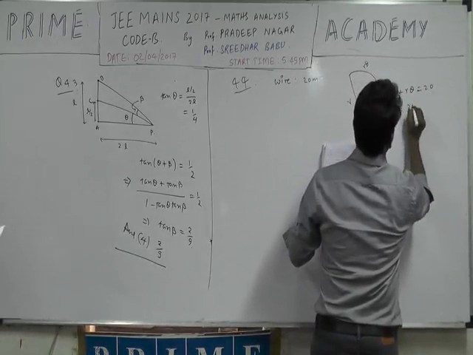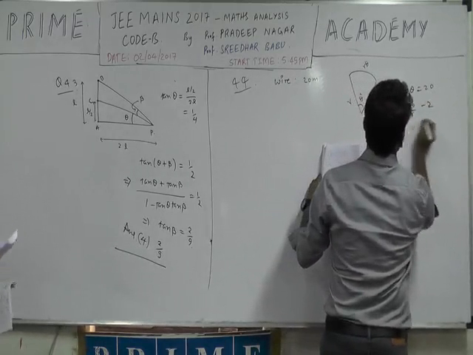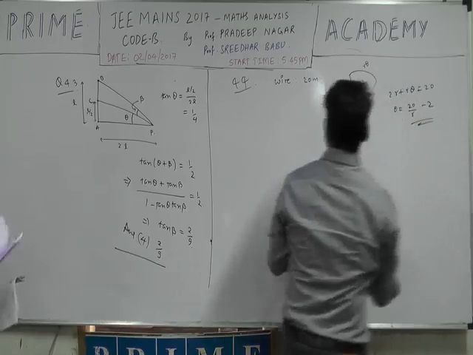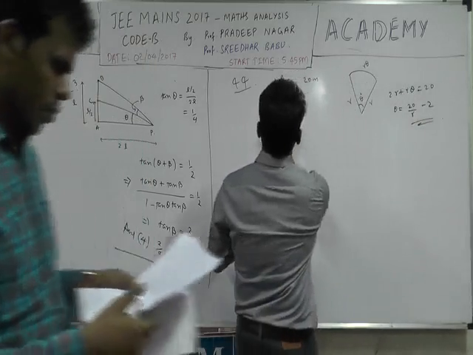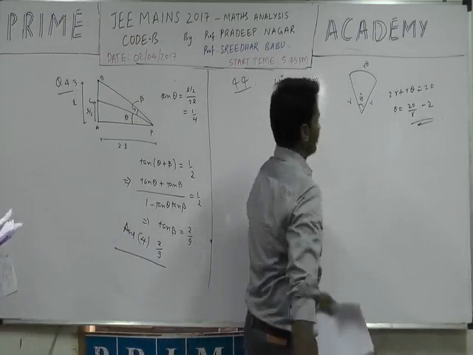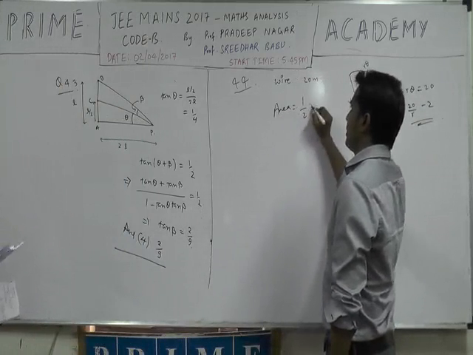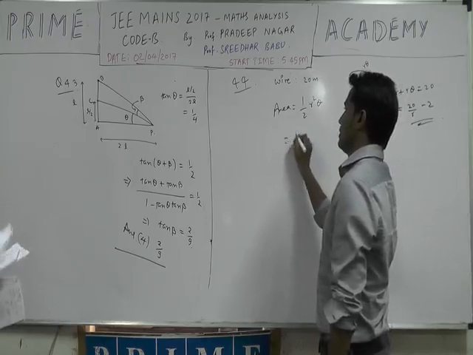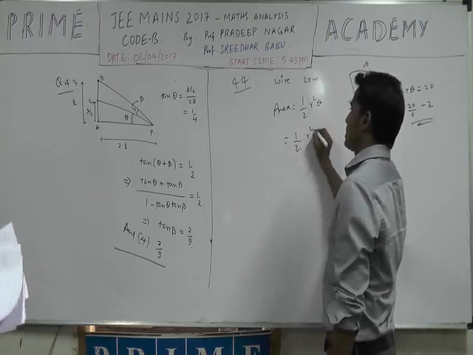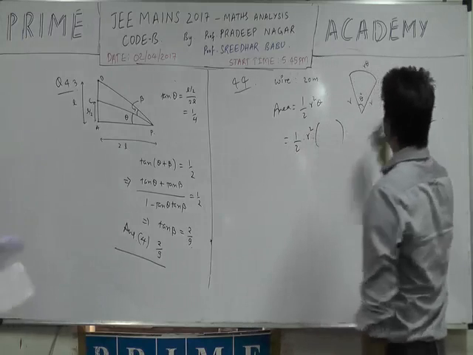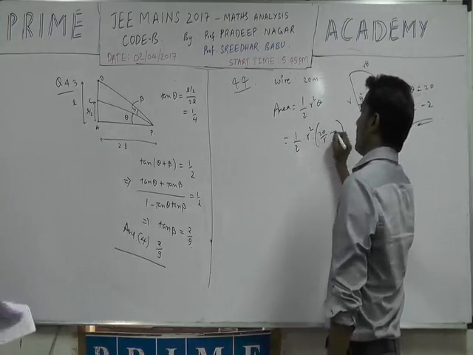From here we can write theta in terms of r. Now we have to maximize the area, so we can write the formula for area as half r square theta. Here, half into r square, and for theta we substitute 20 by r minus 2.